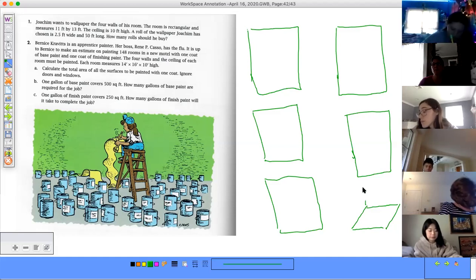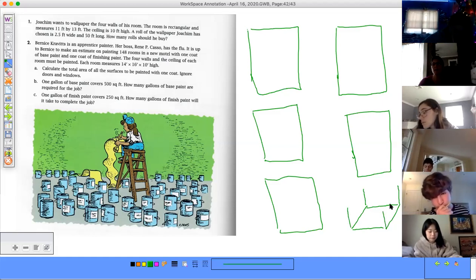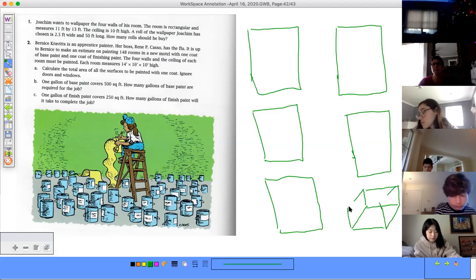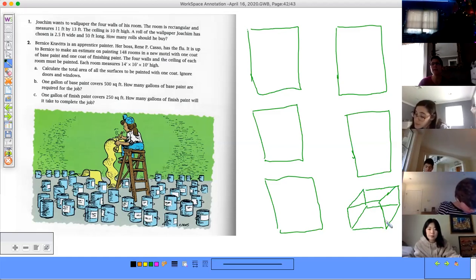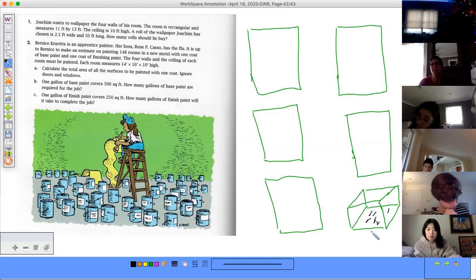You can go straight up. Just make sure that all of these are parallel to each other. Then go a little bit higher, and then play connect the dots. Can you guys play connect the dots with me? Okay, good. So this rectangle right down here represents what in the context of the room? The floor.